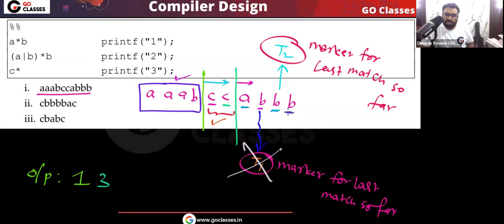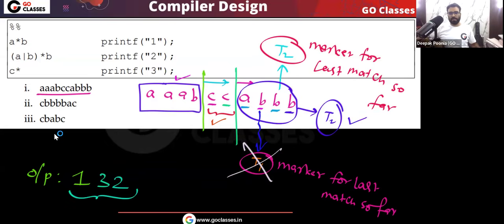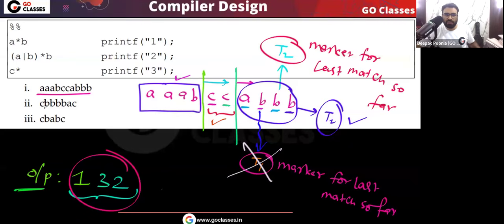Okay, next you can see when you read this B, here, that's it. You can see only this regular expression is matching. Means we will generate token T2. Yes or no? Token T2 will be generated. So here you can see 132. This will be the answer. Okay, is this clear? This will be the token stream. This will be the output. So this will be the answer for this input string. This will be the output 132. I hope you understood this.